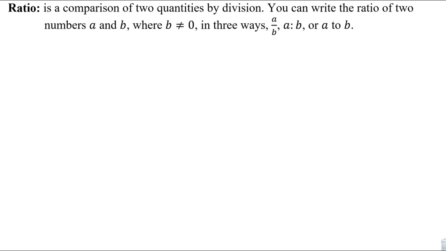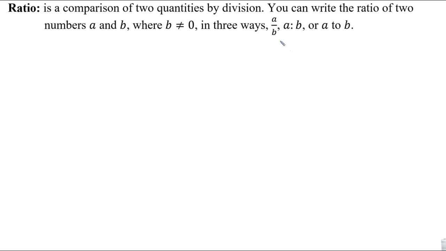All right, now there's a few concepts we need to talk to before we can get to actual similarity. The first one is the idea of a ratio. Okay, a ratio is just a comparison of two quantities by division. So in other words, it's a fraction. And you can write the ratio of two numbers, A and B, where B is not equal to 0, because you can't divide by 0, in three ways.